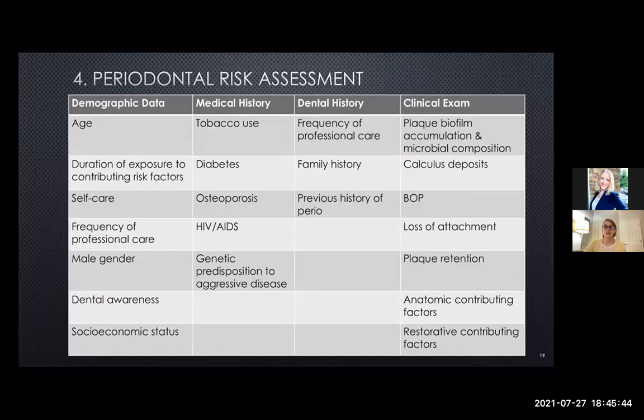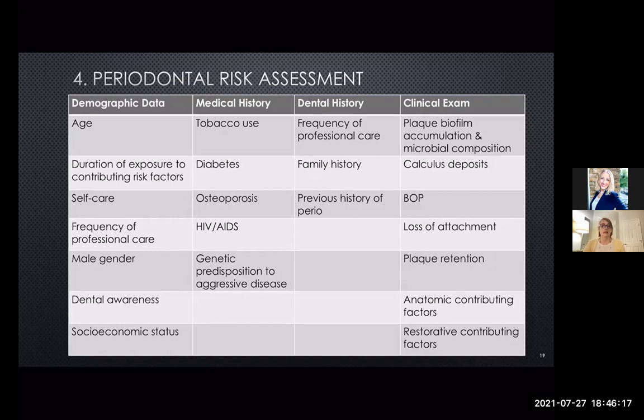So here are some different types of risks that can be associated with periodontal disease. We have demographic data like age, duration of exposure to risk factors, self-care. Is the patient taking care of their teeth like they're supposed to? Males have higher rates of periodontitis. Dental awareness, socioeconomic status. Are they aware that they need care? And if they are, can they afford dental care?